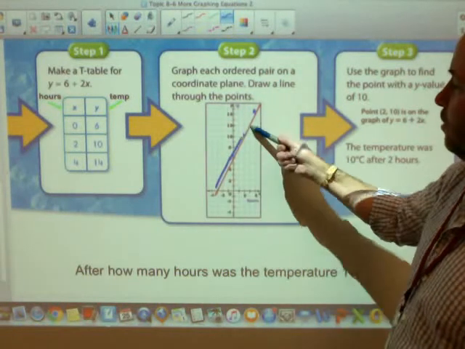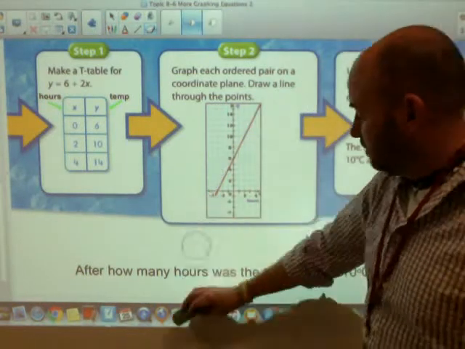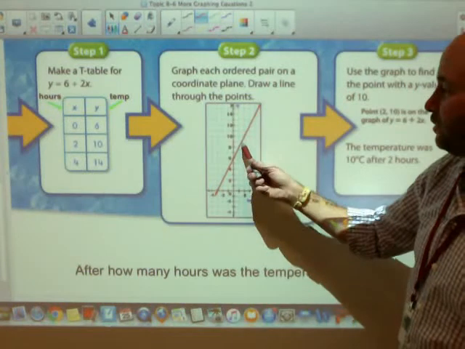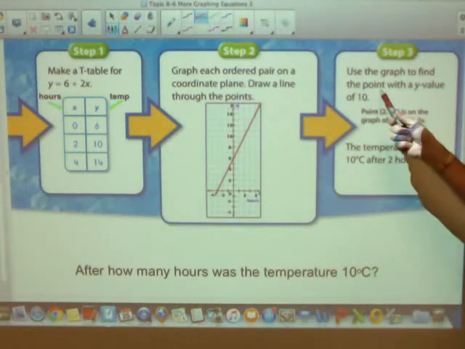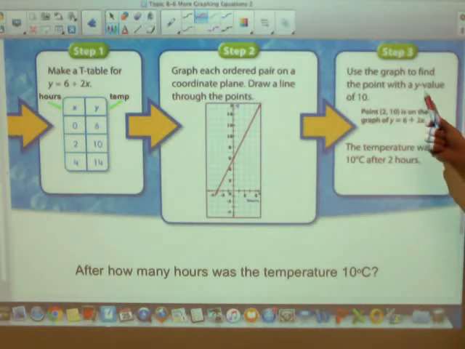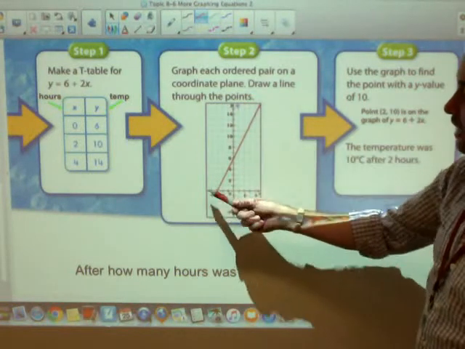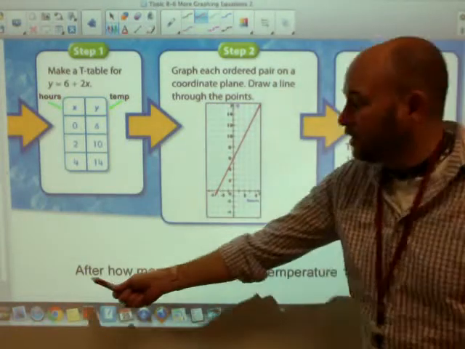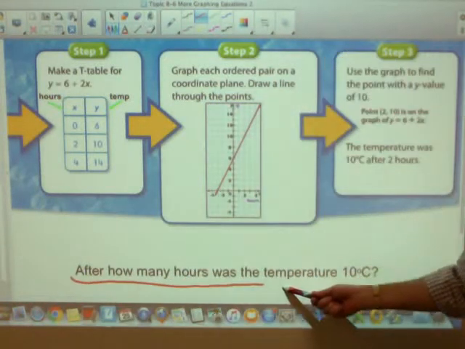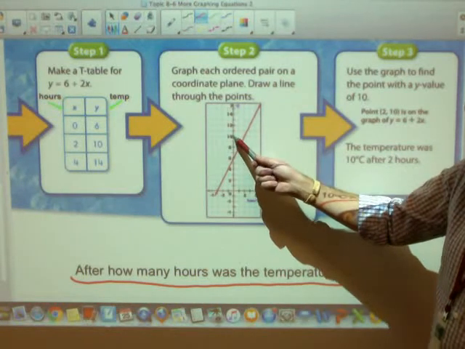So we've drawn our line through the points. Now we are right on some intersecting lines, if you look very closely. You can then use the graph to find the point with a y value of 10. So this is our degrees, and this is our hours. If we go back to our original question, after how many hours was the temperature 10 degrees Celsius? Well, here's 10 degrees Celsius.